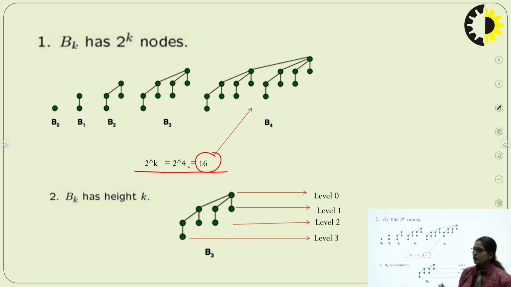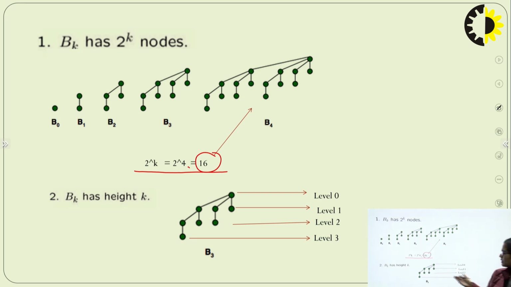What about the second? The second one says Bk has height k. If we think about B3, this is the representation of B3. As we know, the tree structure starts from level 0, then 1, 2, 3. The height is basically the number of levels. So B3 has level 3, the ith depth, which is level 3.